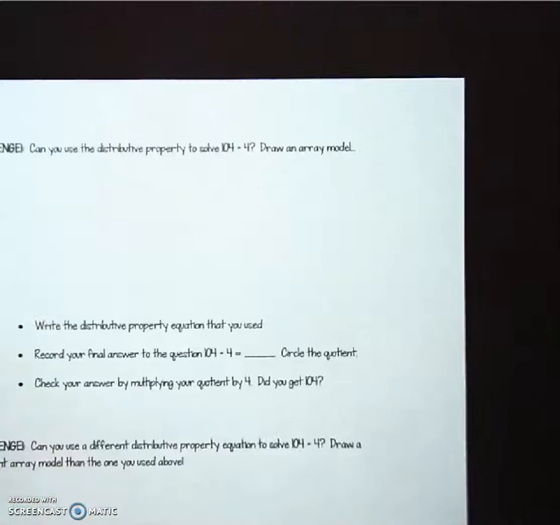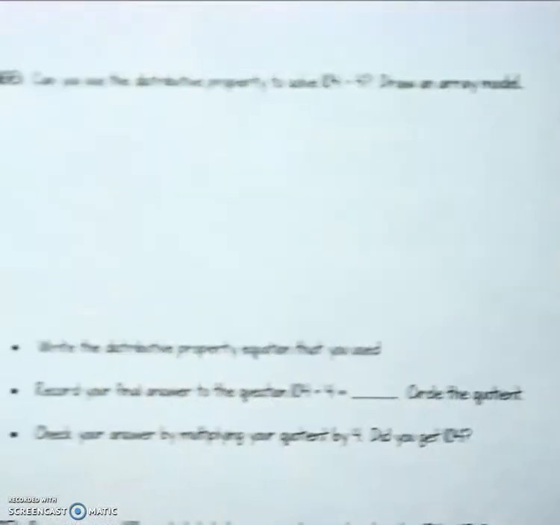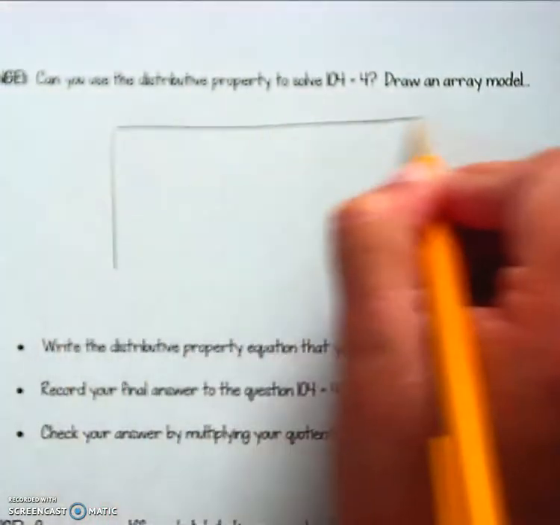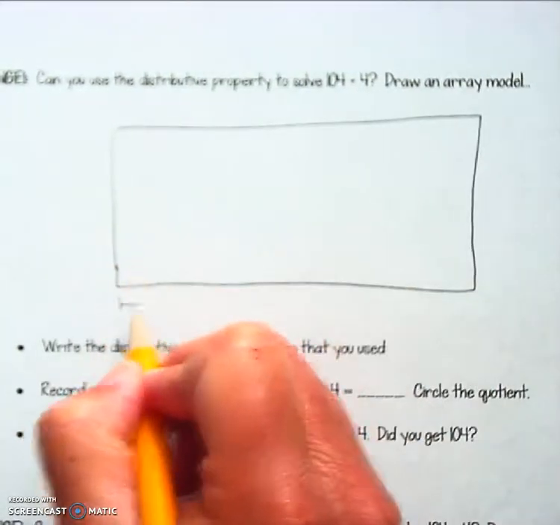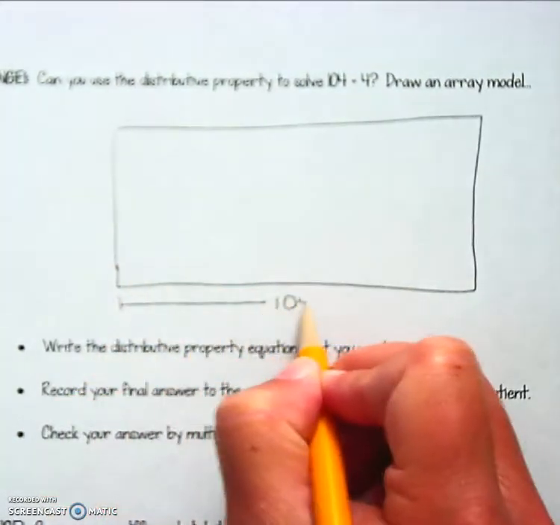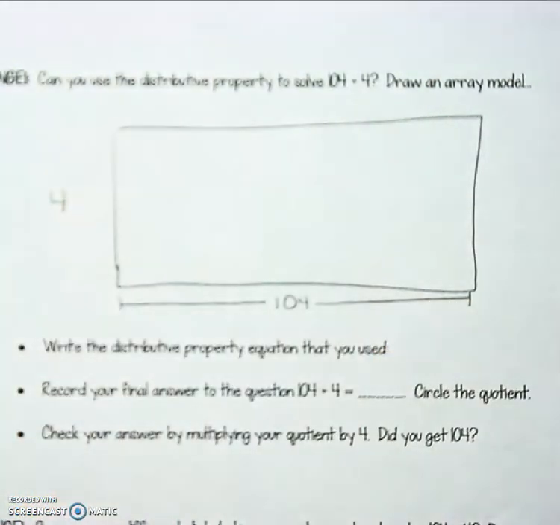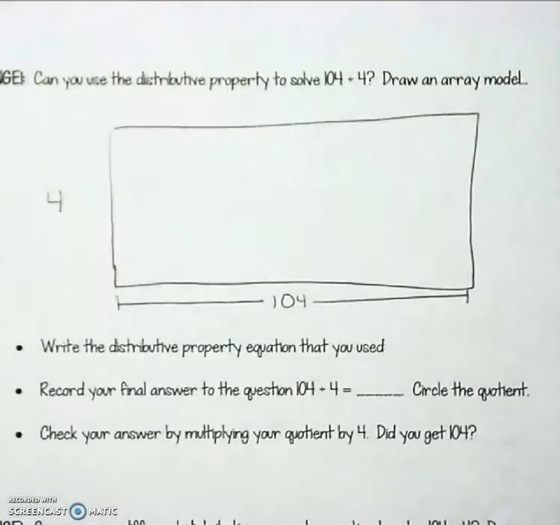Okay. I want to show you one more example, but this time I don't want to use a multiple of 10. Let's take a look at 104 divided by 4. So again, I'm going to start with my array model. Same exact method. But this time, I have 104 pieces here, split up into 4 rows. If I only take a group of 10, that would only be taking away 40 of those pieces.